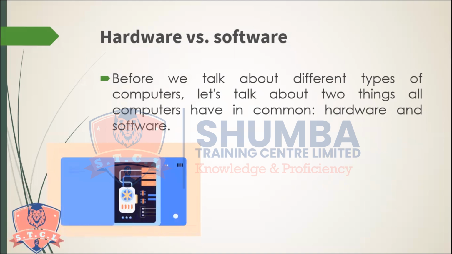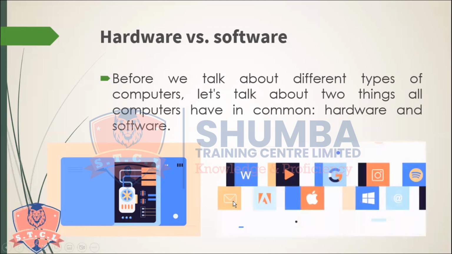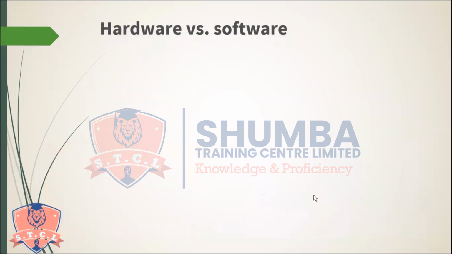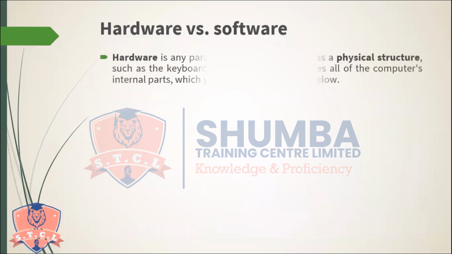This image that you can see is a representation of computer hardware. Then this other one here is a representation of computer software. We have some software here: we have Word, we have a video software, we have Google, we have Instagram, we have iTunes, all this software that you can use to run our computers. So let's go into detail looking at these two.